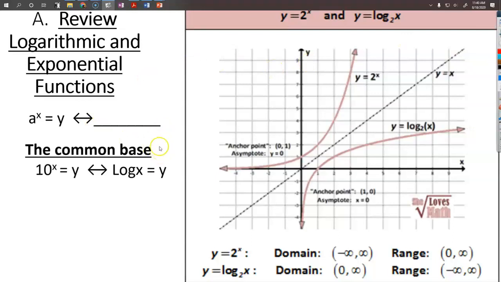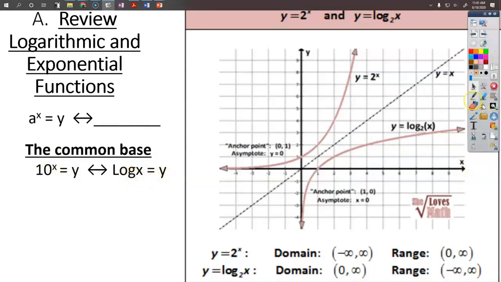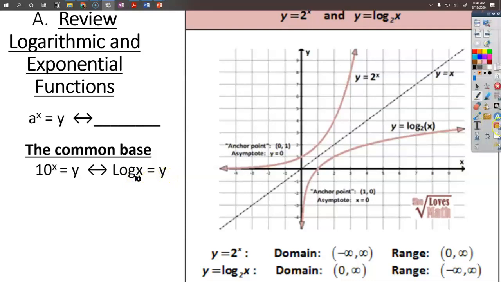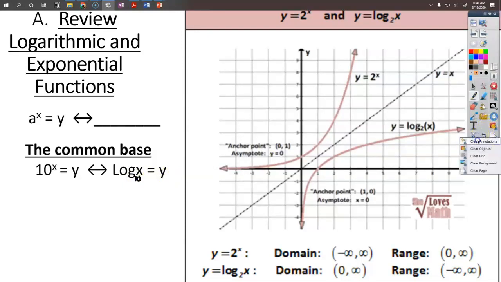Now there are two kinds of special bases. The first one is the common base. When a is 10, we call that the common log or the common base. So 10 to the x power can be rewritten as log x equals y. Notice they didn't put the 10 there. If they were going to put the base, it would be right here, but with a common base, they don't usually put the base there. So if you ever see a log where there's no number there, then that means the base is 10.